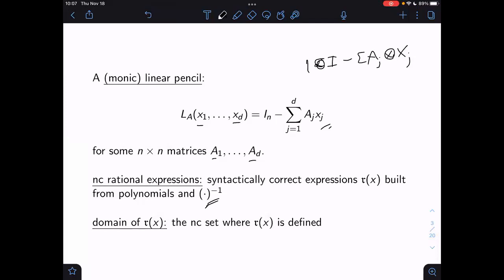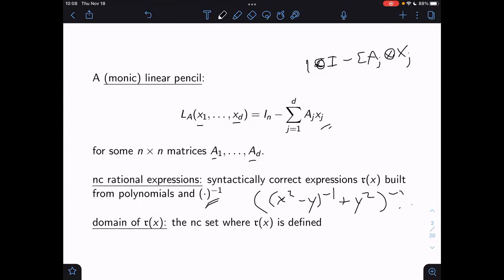Without being too careful about it, I'll just say an NC rational expression is any syntactically correct expression built from polynomials and inverses. So I can take x squared minus y inverse plus y squared, and then inverse that, and so on. I can build very complicated expressions just by combining parentheses and polynomials and inverses. You can build some finite expression like that, and that's called a rational expression. And then the idea is this will define an NC function, at least where it makes sense.